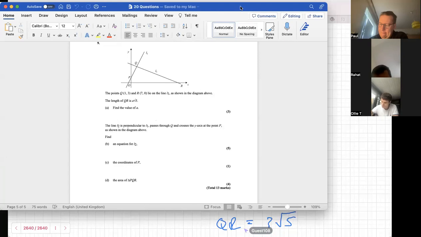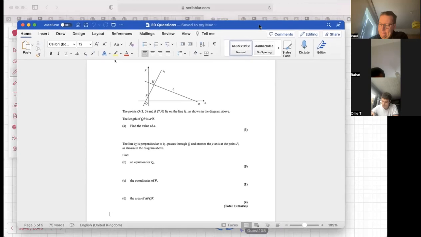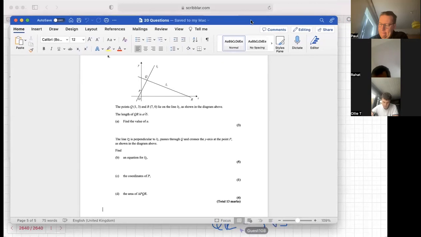How's it looking? I think I've got it. Yep. The equation of the line should be y is equal to minus a half x plus 7/2. Okay, but that's not what's in the question. The question is how long is the line QR? Sorry, I was doing a different thing.